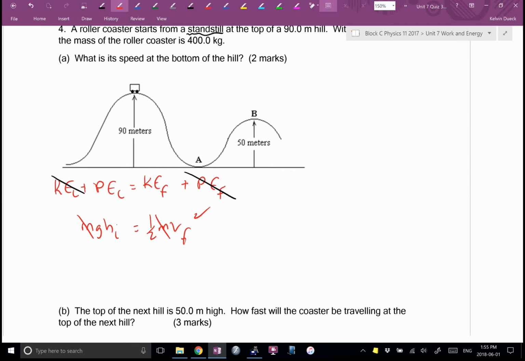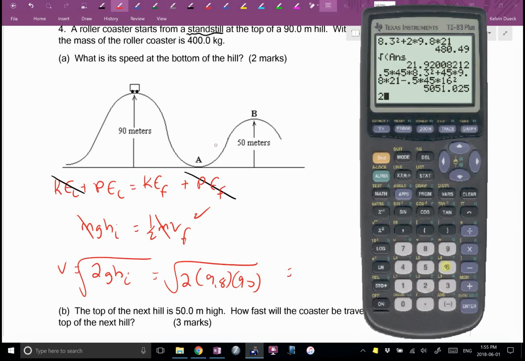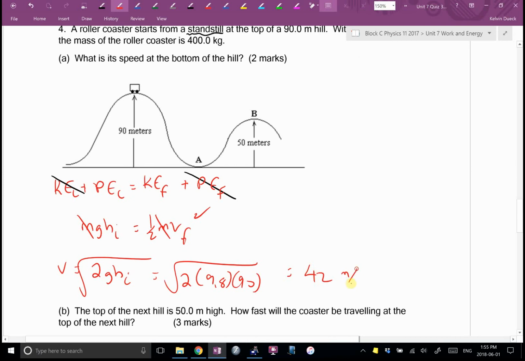Cool, how would I get the v by itself? It gives me a v squared. So it's going to be 2 times 9.8 times 90. 42. It's not a bad coaster. If you got that right answer, 2 out of 2. Otherwise, I'd probably go half mark, half mark, half mark, and then a half mark for the answer.